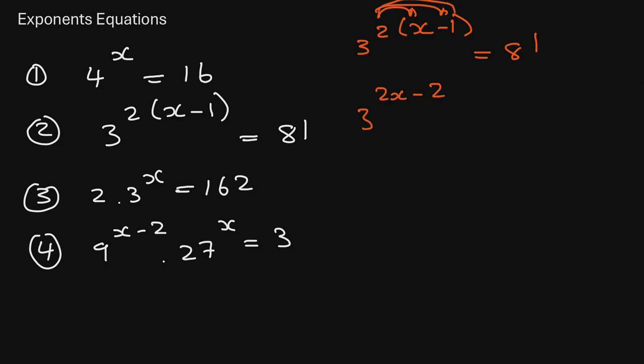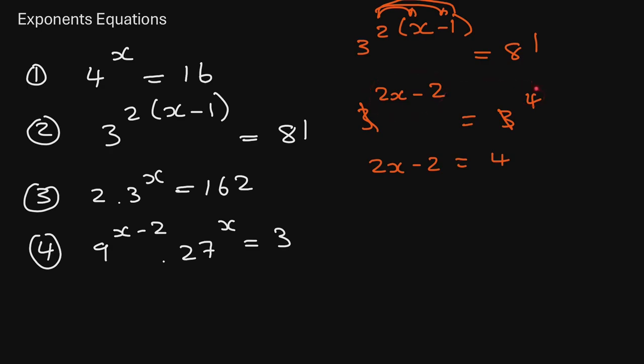And therefore on this side, to change this as a base of a prime number, you're just going to type on your calculator 81, and then you say equals, then you say shift fact, and that's going to give you 3 to the power of 4. So now if you have the same bases, remember you drop the bases and you equate the exponents. So now you're just going to have 2x minus 2 is equal to 4.